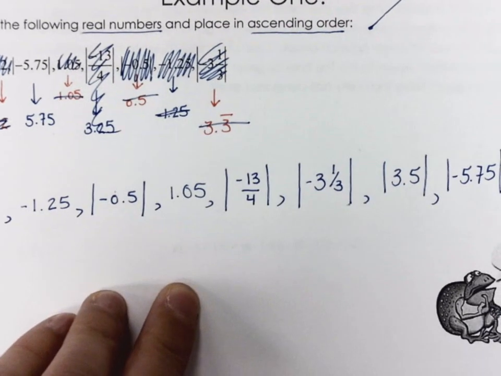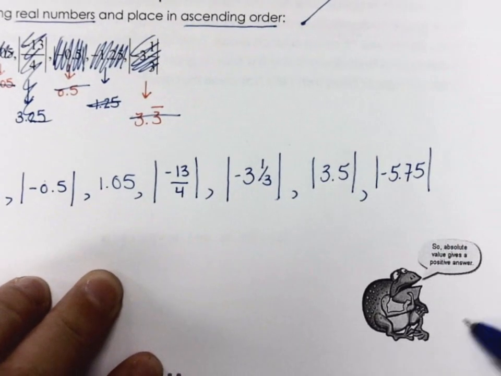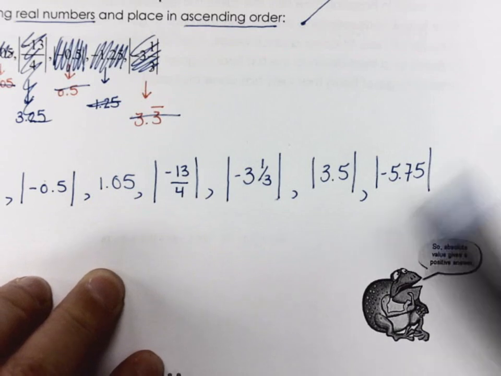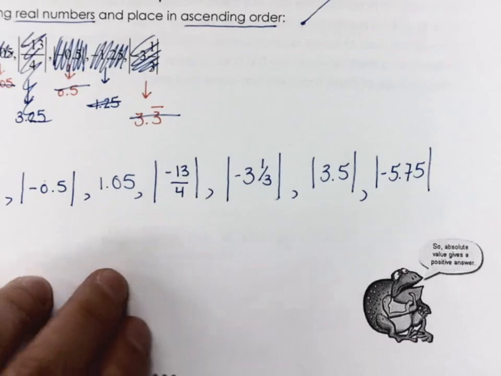So little froggy down here says, an absolute value gives you a positive answer. And that's when we're dealing with numbers. When we get to variables, x can be a negative based on what else is in the absolute bracket, but we're not there today.